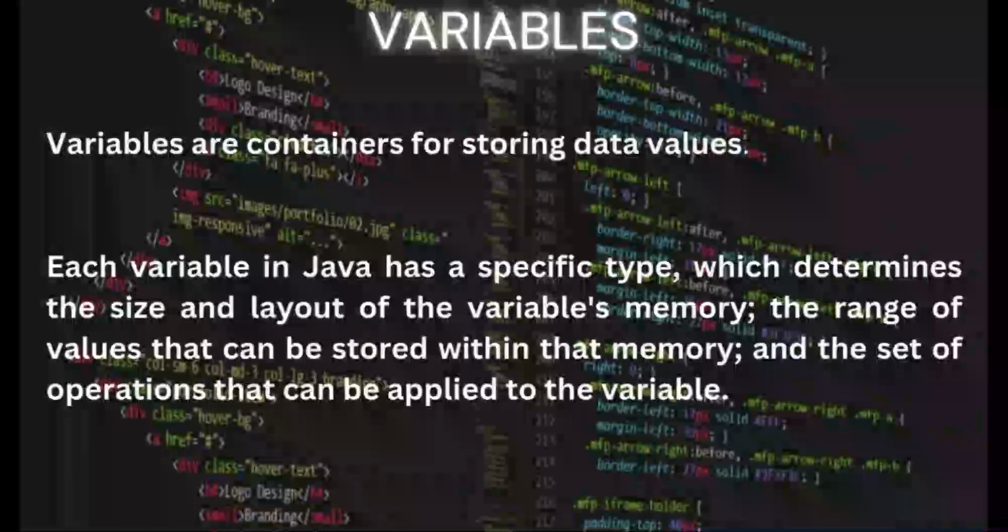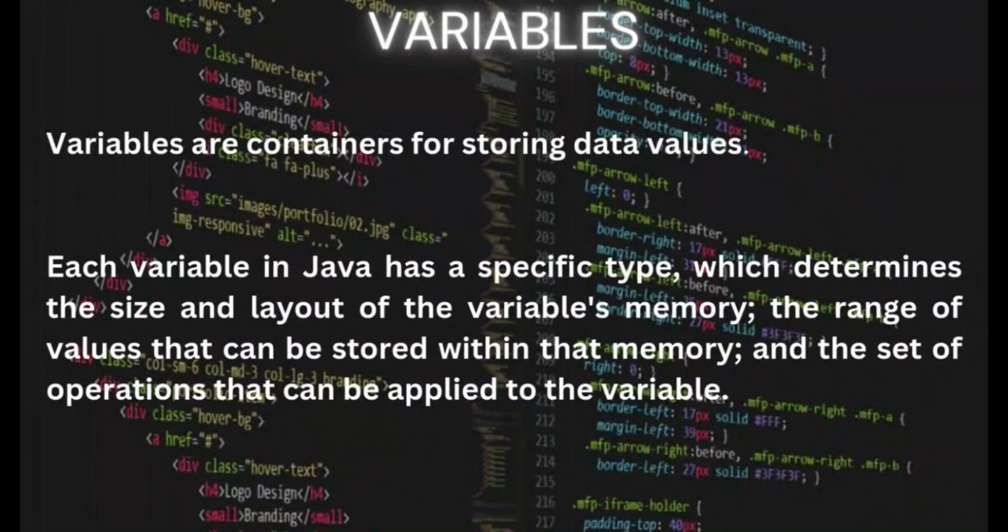Each variable in Java has a specific type, and you have a lot of types in Java. What you are storing in the variables are called values, and these values have a specific data type. This data type determines the size and layout of your variable in memory.